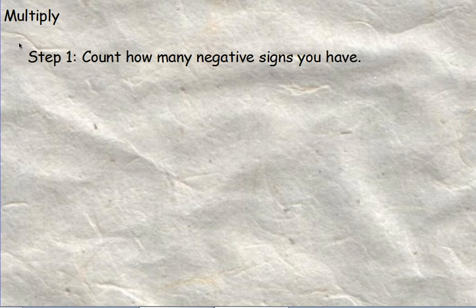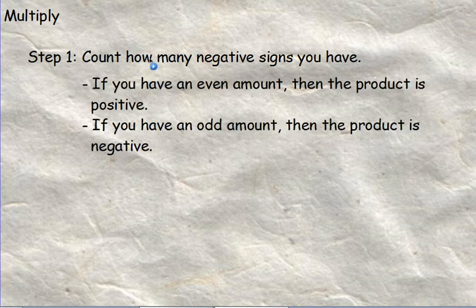When you multiply integers, the first thing you're going to do is count how many negative signs you have. So always just count how many there are. If you have an even amount of negatives, then the product is going to be positive. So if you have 0, 2, 4, 6, 8, 10, 12, 14, 16, 18, and so on, it's going to be a positive answer. If you have an odd amount, then it's going to be a negative answer. So like 1, 3, 5, 7, 9, 11, 13, 15, and so on.